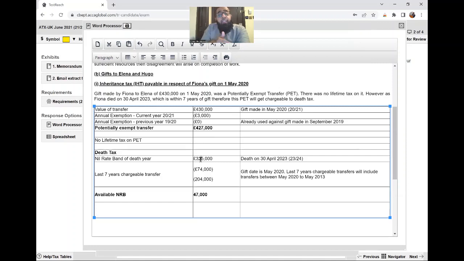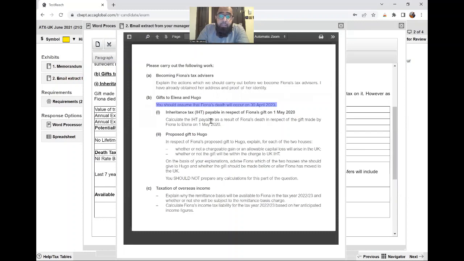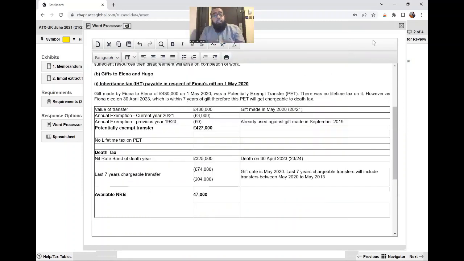Now, since Fiona died within 7 years of the gift, okay, if you look at the email here, he says, calculate the inheritance tax IHT payable as a result of Fiona's death in respect of the gift made by Fiona to Elena on 1st May 2020. And we have to assume that Fiona will die on 30th April 23. So if you die within 7 years, your gift becomes chargeable.